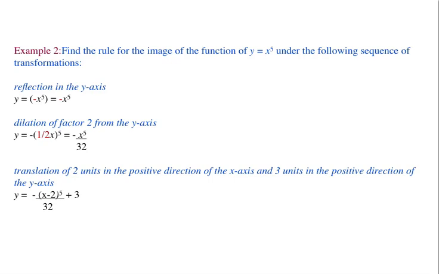If we need to dilate by factor 2 from the y-axis, then we need to multiply by a half the value of x, and we can raise it all to the power of 5 and it becomes negative x to the power of 5 over 32. Finally, when we need to translate by 2 units in the positive direction of the x-axis and 3 units in the positive direction of the y-axis, we need to subtract 2 from x and add 3 to the whole function.